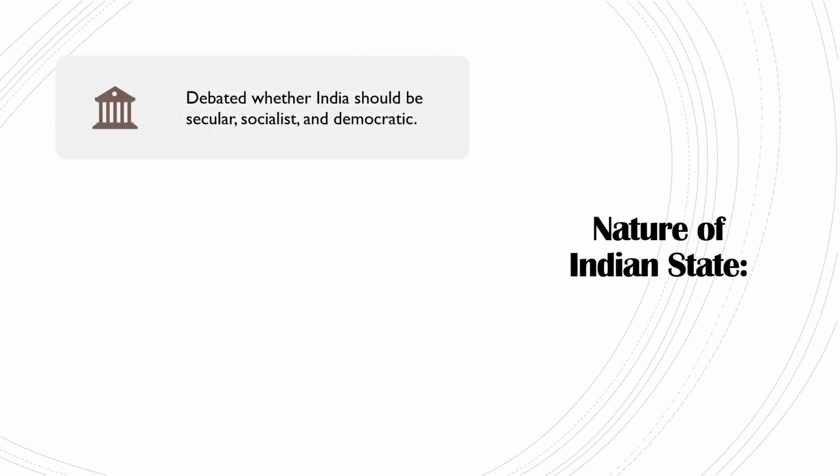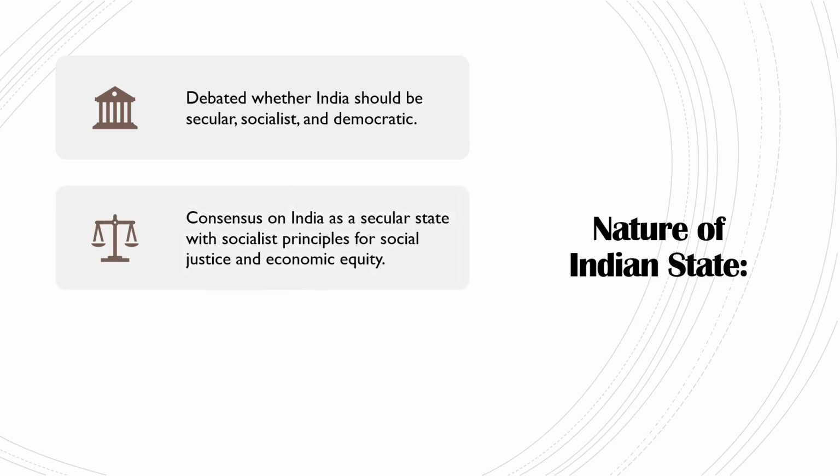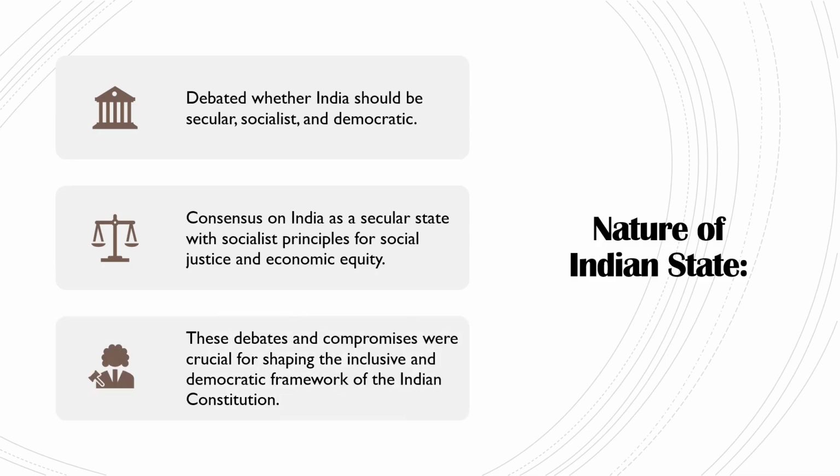The nature of the Indian state was another contentious issue. The Assembly deliberated on whether India should be a secular, socialist, and democratic republic. The debates resulted in a consensus that enshrined India as a secular state, ensuring religious freedom for all while adopting socialist principles to promote social justice and economic equity. These debates and compromises were crucial in shaping the inclusive and democratic framework of the Indian Constitution.